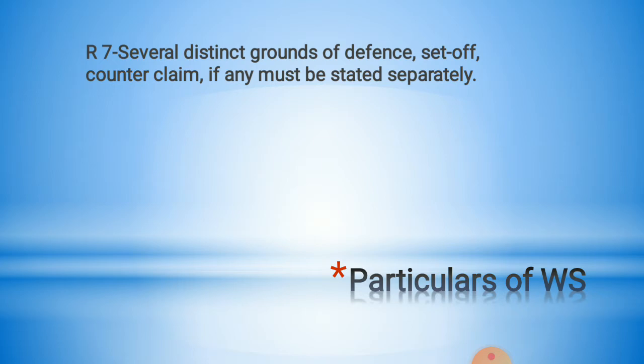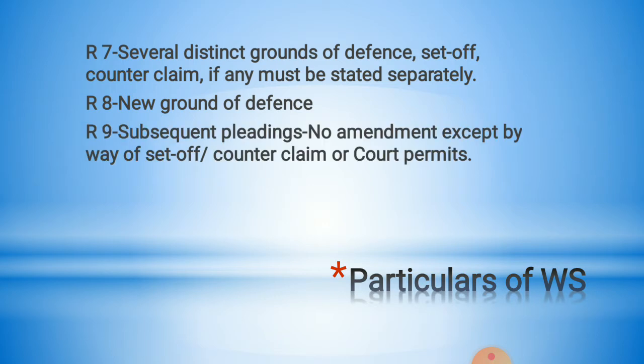According to Rule 7, when the defendant relies upon several distinct grounds of defense or set off or counterclaim, and these are founded upon separate and distinct facts, they should be stated separately and distinctively. Again, if there is a new ground of defense which arises after institution of the suit or presentation of the written statement, and it claims a set off or counterclaim, the same may be raised by the defendant in his written statement. Rule 8 speaks about circumstances that occur after presentation of the written statement.